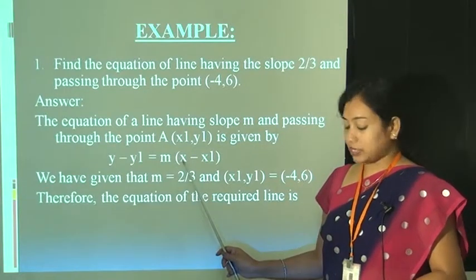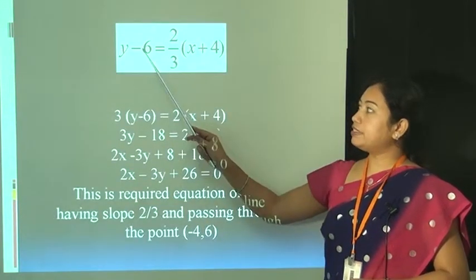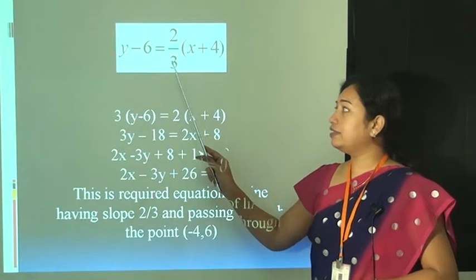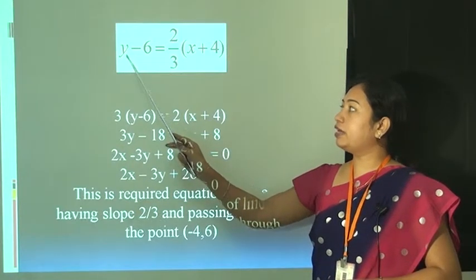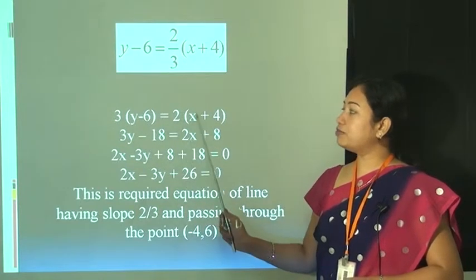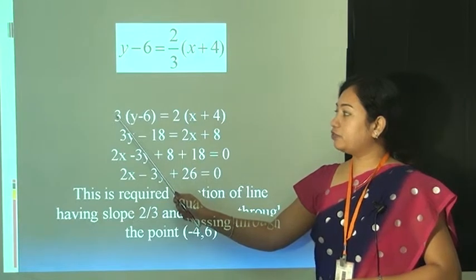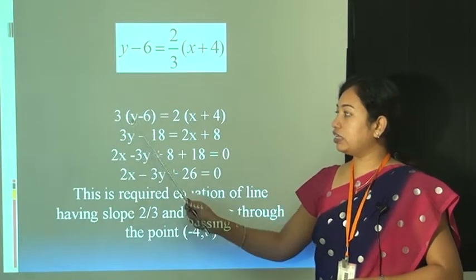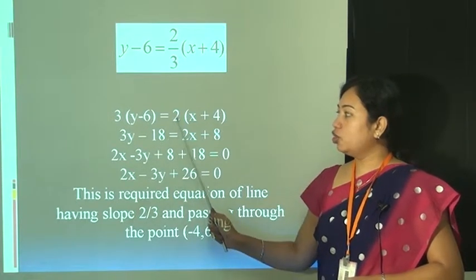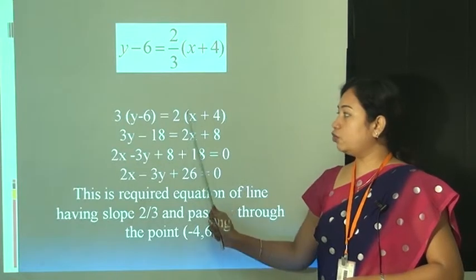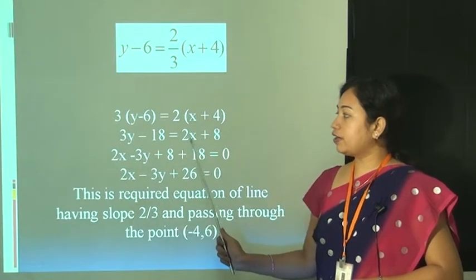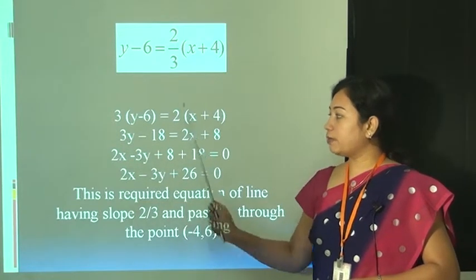Now put these values in the equation, we get y minus 6 is equal to 2 by 3 into x plus 4. Now take 3 to the other side of the equality and multiply. So 3 into y minus 6 is equal to 2 times x plus 4. Multiplying, we get 3y minus 3 into 6, which is 18, is equal to 2x plus 2 into 4, which is 8. So 2x, now take 3y to the other side of the equality, plus 3y becomes minus 3y.